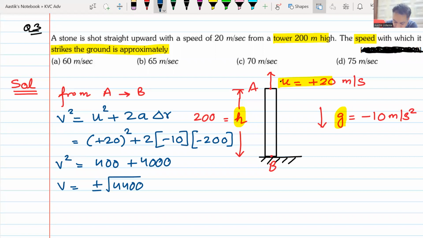Which value should I take for speed? Should I take the plus value or the minus value for speed? That is the only question I want you to answer. For speed, I must take the positive value. Yes, Shri hit. And if they had asked me velocity, I should have taken the negative value because it would be moving downwards, and for me, downwards is negative. Do we understand this, my dear friends? Yes or no?